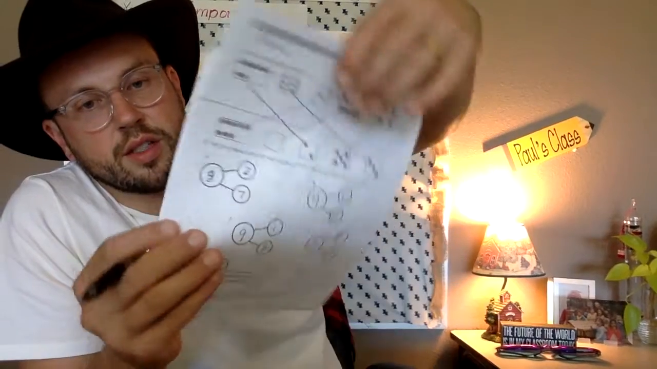So B is 9 and then 6 and 3. C is 9 and then 1 and 8. D is 9, 9 and 0. And then E is 9 and 4 and 5. And 5 plus 4 equals 9. 4 plus 5 equals 9. So go ahead, check your answers on this one.